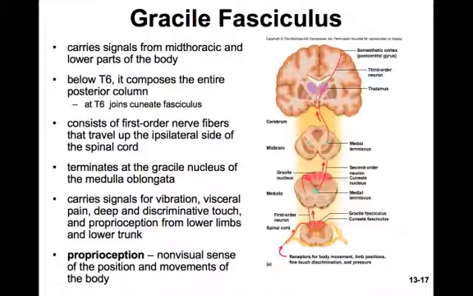This pathway carries signals for vibration, visceral pain, deep and discriminative touch, and then proprioception from the lower limbs and lower trunk. Remember, proprioception is a non-visual sense of the position and movements of your body. It's an awareness of where your arm is in space, even though you can't see your arm.